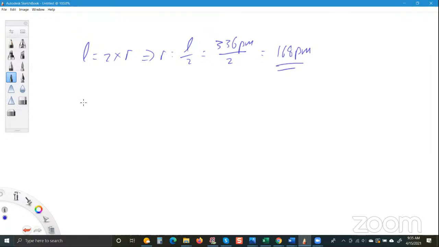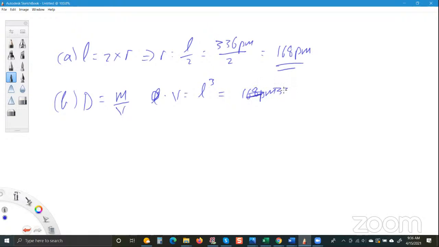Now, the second part is asking for the density. So this is the answer to the A part, right? For the second part, the question is asking for the density. Now, the density, of course, will be equal to the mass divided by the volume, right? Now, the volume is the easier one to determine. The volume is equal to the length of one edge raised to the third power.